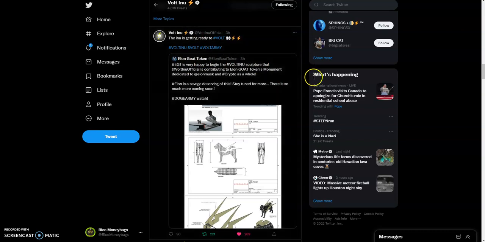And we have this partnership with the Elon Goat token. Elon Goat is very happy to begin the Volt INU sculpture that the Volt INU official is contributing to the Elon Goat token's monument dedicated to Elon Musk and crypto as a whole. Elon is a savage, deserving of this. Stay tuned for more. There is much more coming soon. So there's some big news coming soon.